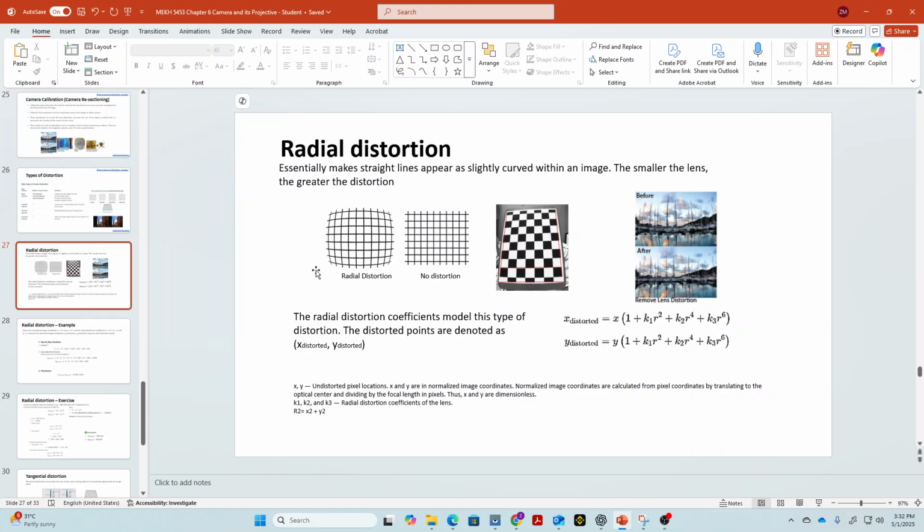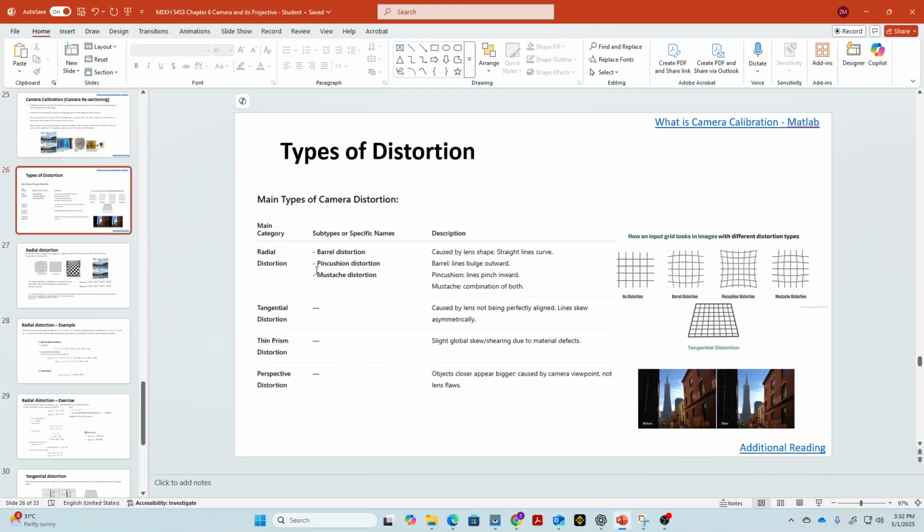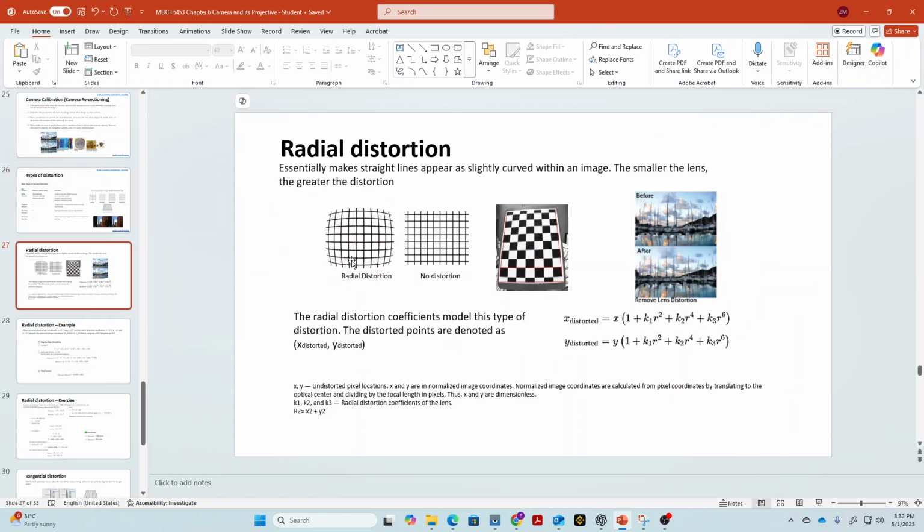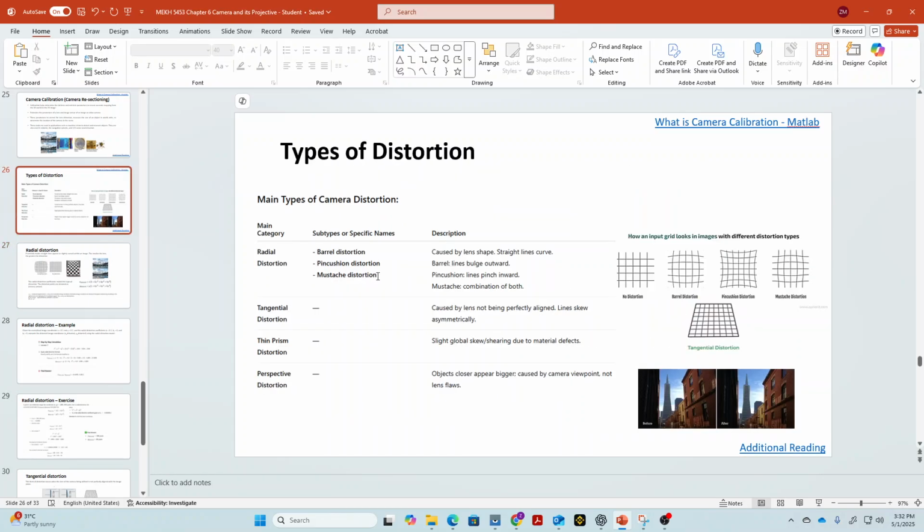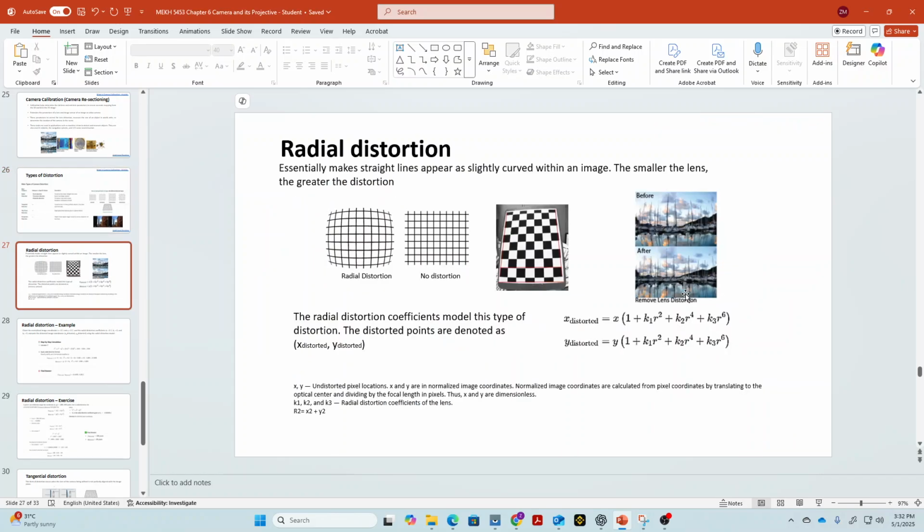The first one is the radial distortion, also known by these specific names. You can see that this is just like a barrel distortion, and this is a normal image with no distortion. You can make the image straight by calibrating and understanding the concept of the distortion coefficients, because this is a fixed formula given for the radial distortion. So you can calculate the distorted x and y based on these parameters.